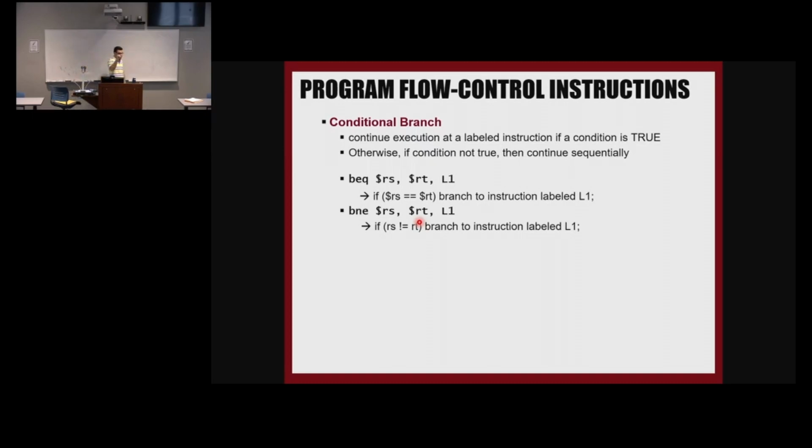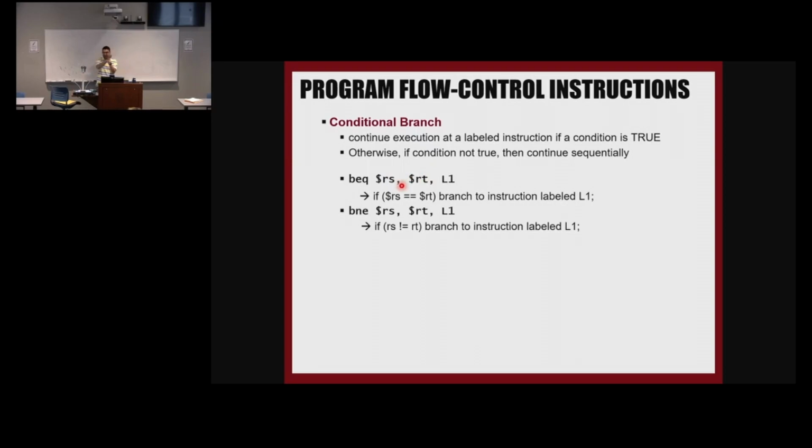We have 2 types of basic instructions for branches. It's called branch equal and branch not equal. We actually have hardware designed in the processor to handle branch equal. Okay. So branch equal compares 2 registers, for example, RS and RT. And if they're equal, you go to label L1.